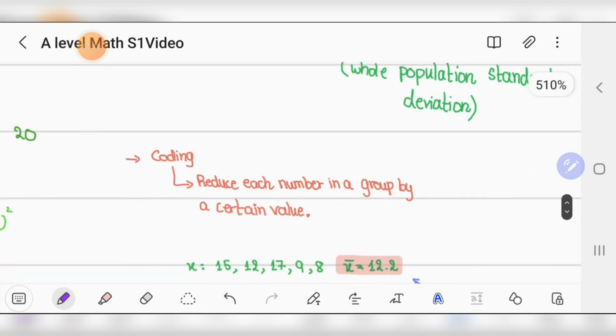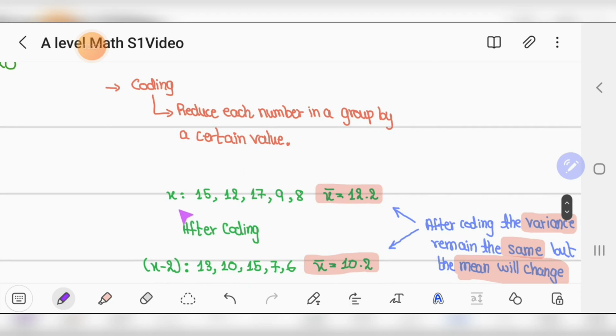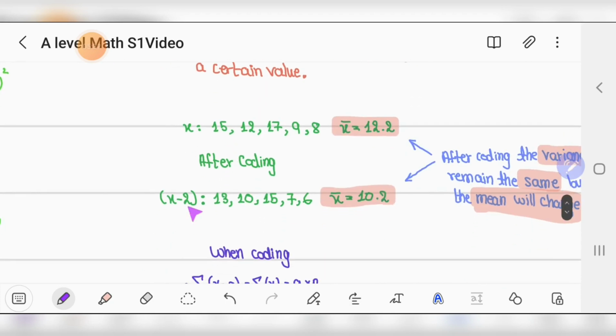Coding. It's not the word coding that we used in programming. This is another definition of coding, which means subtracting. You reduce each number in a group by a certain value. For example, the certain value is 2. You're going to subtract each number by 2. So 15 minus 2 is 13, 12 minus 2 is 10, 17 minus 2 is 15, 9 minus 2 is 7, 8 minus 2 is 6.